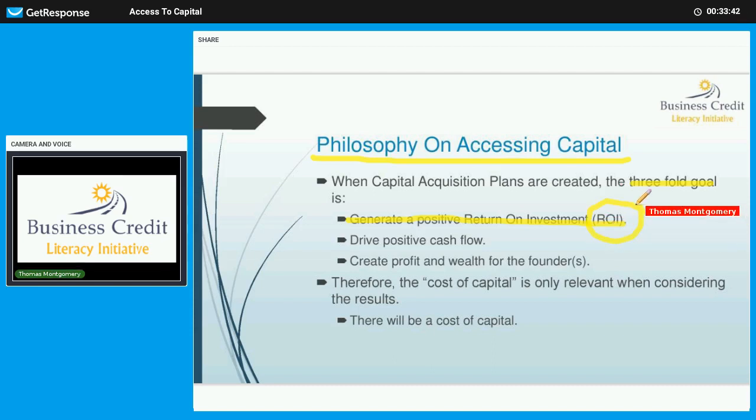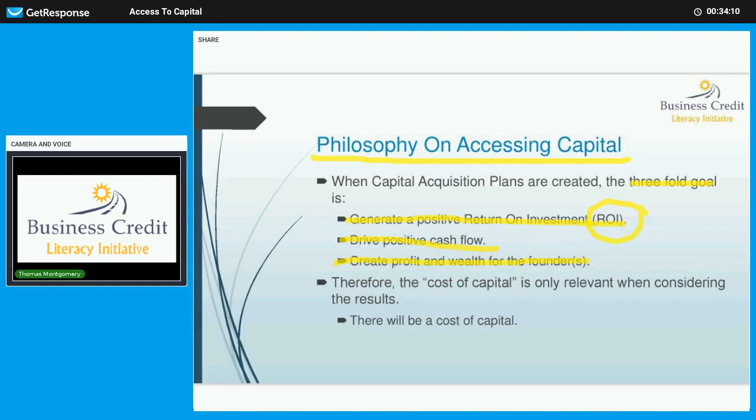That's more important than the interest rate alone. Secondly, we need to focus on driving positive cash flow. There's many business ideas that failed because of cash flow, not because they didn't have the opportunity or the prospective customer base or a bright future, but we have to be able to pay our bills now to reach our potential in the future. And we also want to create profit and wealth for the founders.